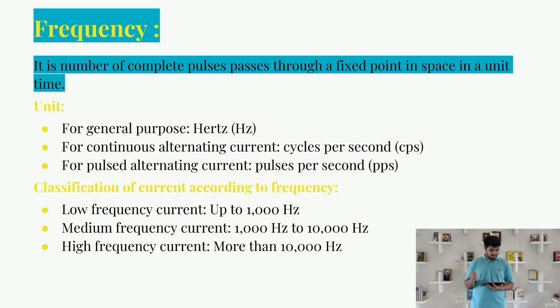Moving further, frequency is the number of complete pulses that pass through a fixed point in space in a unit time. The units are hertz, CPS, which is cycles per second, and PPS, which is pulses per second. Classification of frequency: low frequency current is up to 1000 hertz, medium frequency currents are around 1000 to 10,000 hertz, and high frequency is more than 10,000 hertz.